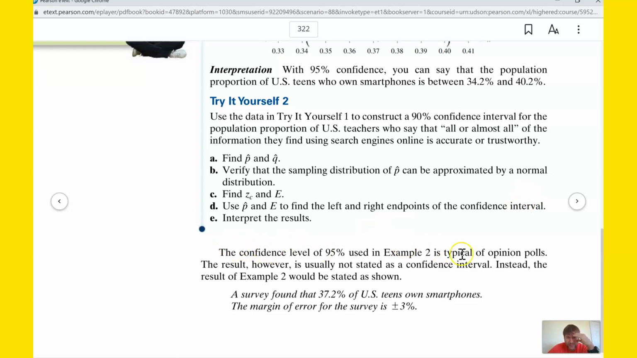The confidence level of 95% used in example 2 is typical of opinion polls. The result, however, is usually not stated as a confidence interval. Instead, the result of example 2 would be stated as shown. A survey found that 37.2% of U.S. teens own smartphones. The margin of error for the survey is plus or minus 3%. So I guess when it gives you that kind of a statement, the assumption is that it's a 95% confidence level because that's the most common confidence level. It doesn't mean that has to be the confidence level. You could do more or less than that. Moving on to the next page.